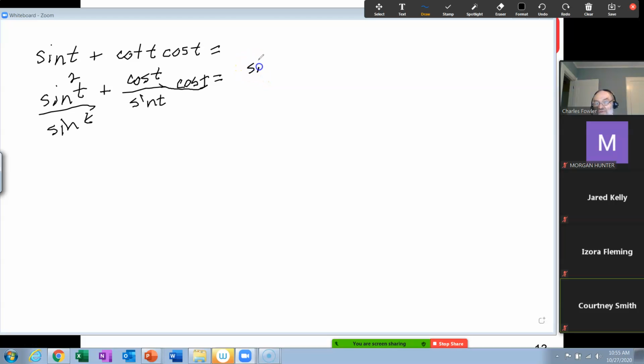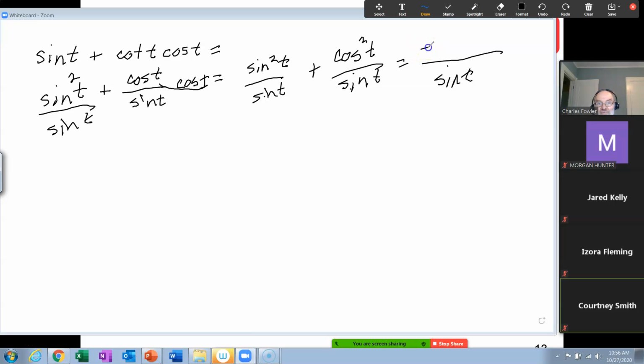This gives you sine squared t over sine t plus cosine squared t over sine t, because cosine times cosine is cosine squared. Okay, since you've got a least common denominator, let's combine them over the denominator of sine t. Add the numerators, sine squared t plus cosine squared t.